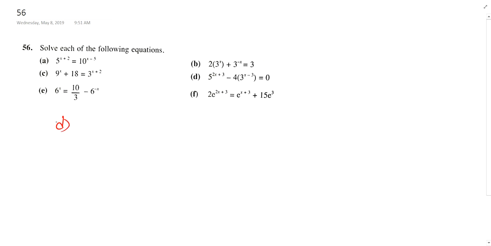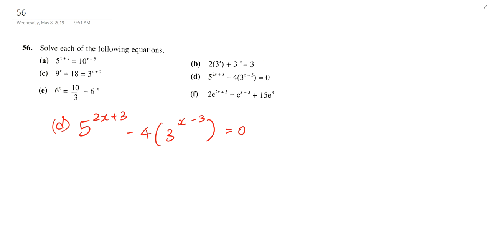For part D, 5 to the power 2x plus 3, minus 4 times 3 to the power x minus 3, equals 0. One equation, how many unknowns? One unknown. Where is the unknown? It's in the power. Therefore, you must either make the bases the same and compare the powers, or use logarithms. Is there any way to make the bases the same? No, cannot. Definitely need to use logarithms already.